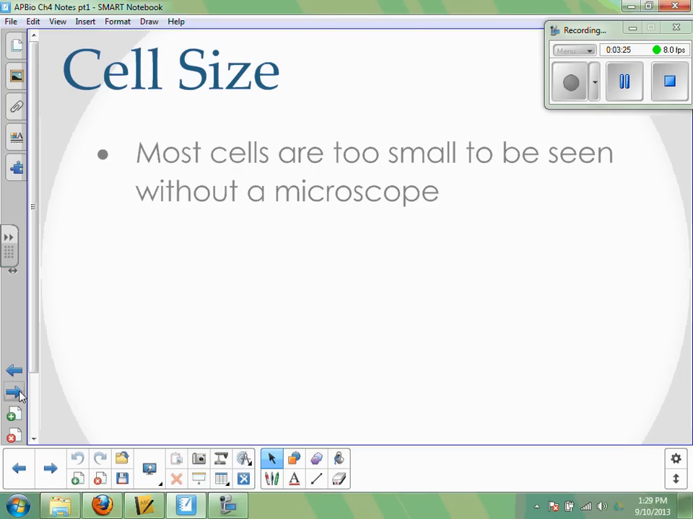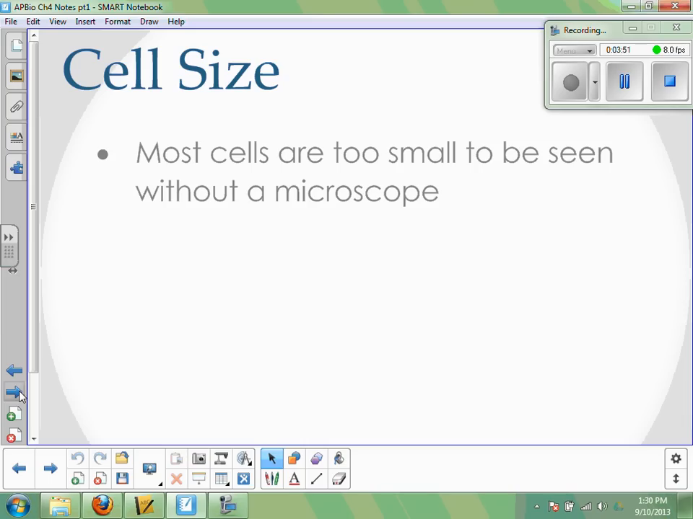Now, as far as cell size goes, obviously we all know cells are small. You need a microscope to see pretty much every cell. There are some exceptions, especially some egg cells tend to be on the larger side. Even human egg cells, you can usually just see without a microscope. But the majority of cells you need a microscope for, especially something like bacterial cells.